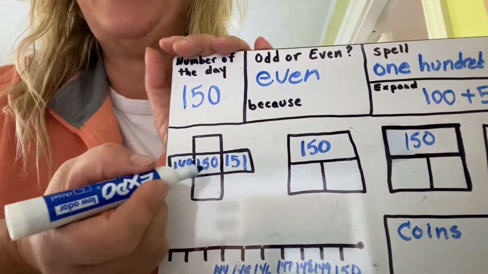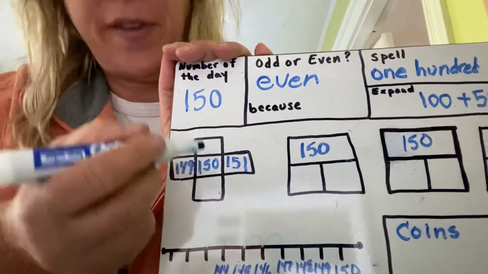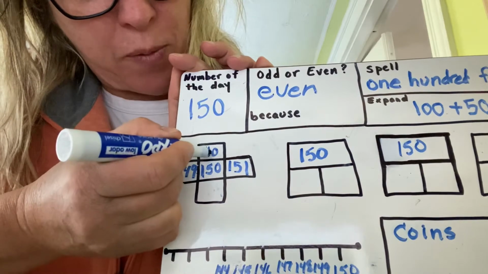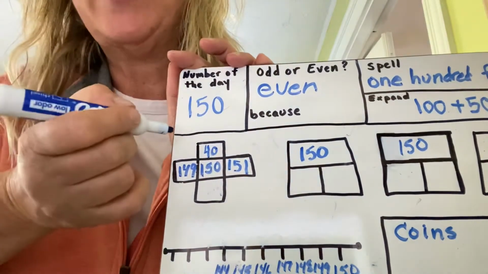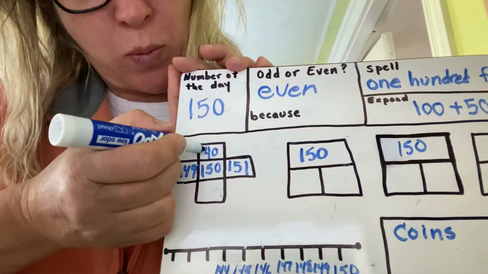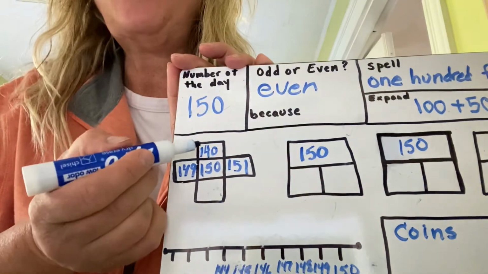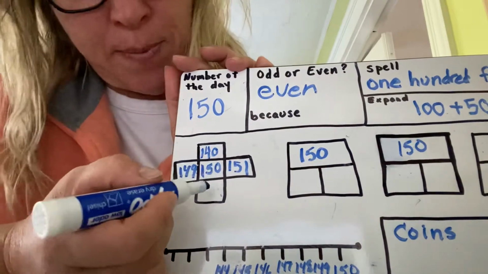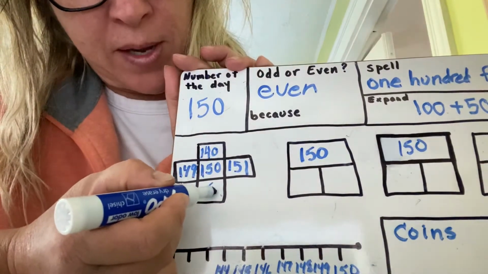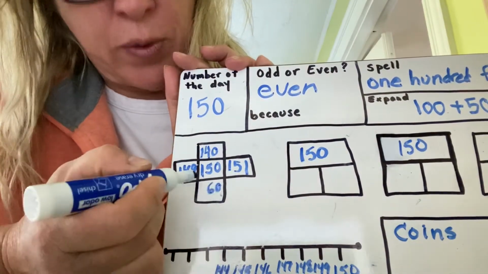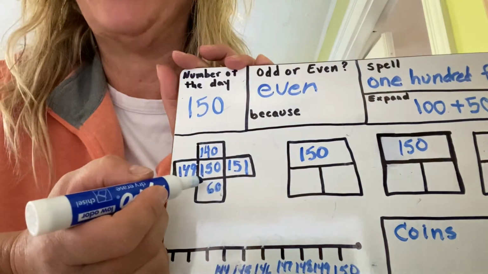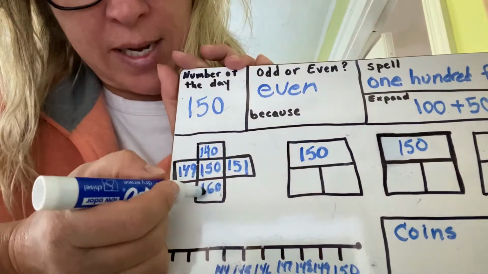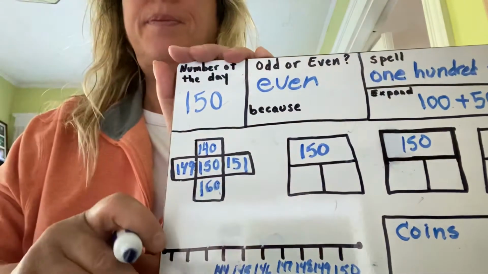Well, let's look at 50. 10 less than 50 is 40. But don't forget, we're up in the 100s now. So 10 less than 150 is 140. 140, 150. What's 10 more than 50? 60. So 10 more than 150 is 160. Good job.